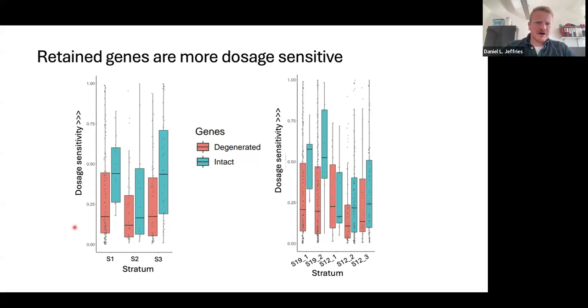What we see here, the y-axis here is dosage sensitivity, where the higher the value, the more sensitive a gene is to being lost from the genome. And what you can see is that genes that have been degenerated, that have been lost essentially, tend to have lower dosage sensitivity. So essentially their loss is tolerated more easily than genes which end up being retained. And that's true across pretty much every stratum in both the 3' on the left here and the black-spotted on the right.